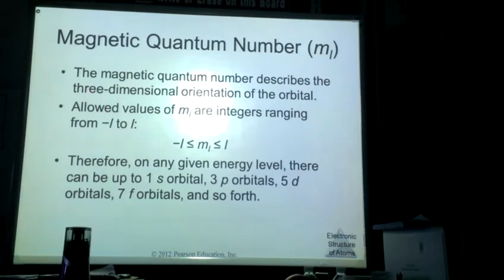We have allowed values, and they range from a negative L, which is my angular momentum quantum number, to a positive L. So for the s orbital, I could have one s, and then I could have 3 p orbitals, 5 d orbitals, 7 f orbitals, and we could go on because there are technically g orbitals, even though those are also in debate right now. But how did I get these numbers?